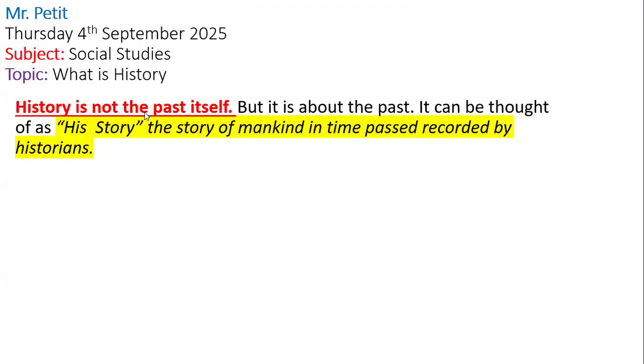That's just a fact. So what we do have is recollections, data, and artifacts. We have primary sources, secondary sources, diaries, textbooks, ancient manuscripts, all these things that help us to put the pieces together. But it's not giving us exactly what happened. So that's why we say history is the story of mankind in time past as recorded by what? Historians. Okay.